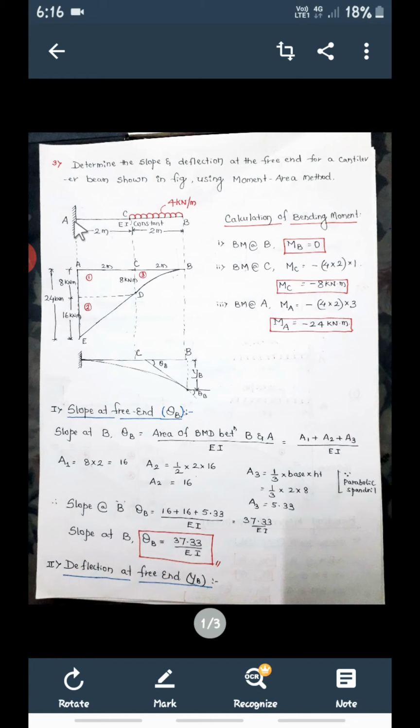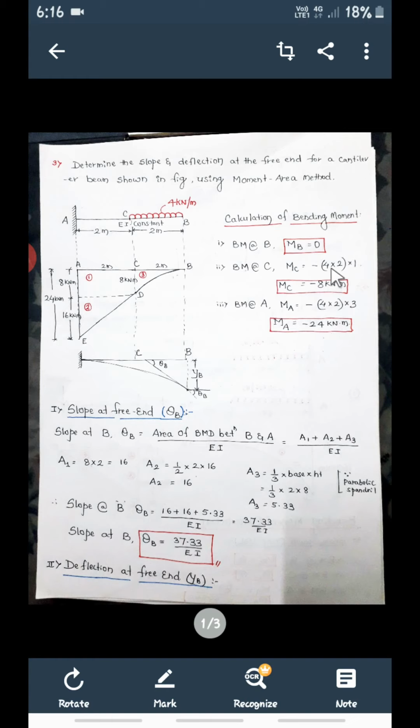Then similarly, bending moment at A. Again this is a load of 4 into 2, and this point load acts at half of this 1 meter. So bending moment at A is again minus, because this portion is also hogging like this. So minus 4 into 2, which becomes the point load. The point load acts here, and the perpendicular distance from this to A is 2 plus 1, that is 3. So minus 4 into 2 into 3, that is minus 24 kilonewton meter.